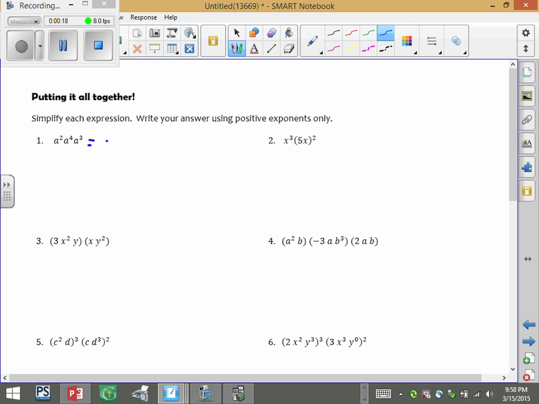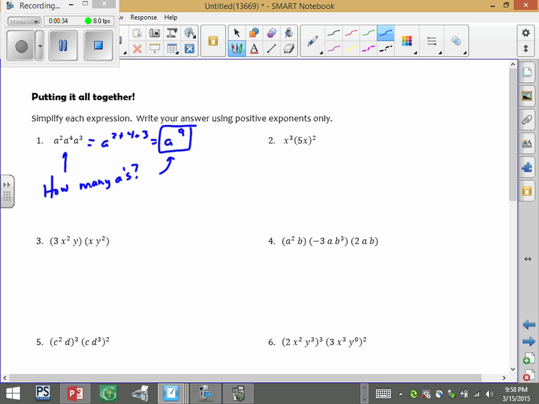So we have 2 plus 4 plus 3. So 2 plus 4 is 6 plus 3. There's just 9 A's. Another way to approach this, how many A's? And there were 9 of them. So there's a to the ninth.